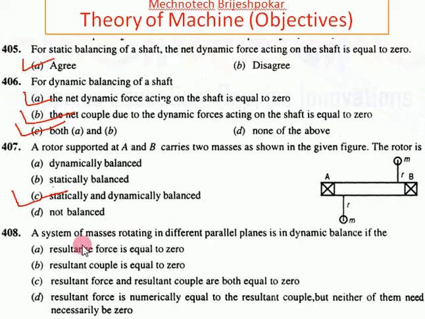Now a system of masses rotating in a different plane is in dynamic balance if the answer is the resultant force and resultant couple, as here force and couple both are equal to 0. So answer is C.